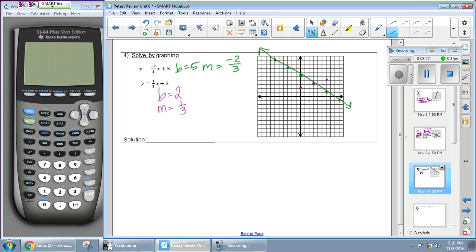They've already crossed. I just need to show that I can graph the other side. Down 1, back 3. Down 1, back 3. Now connect those with a line. Where did they cross? Right here at 3, 3. So that's my solution. 3, 3.